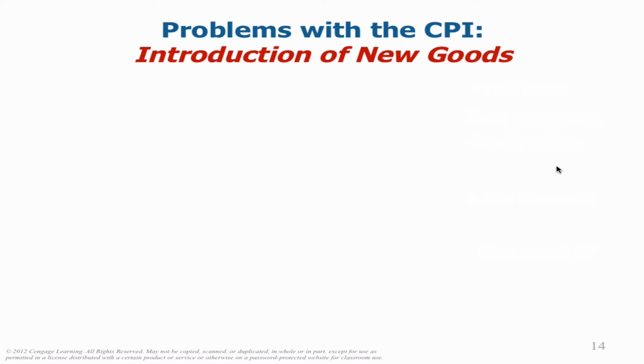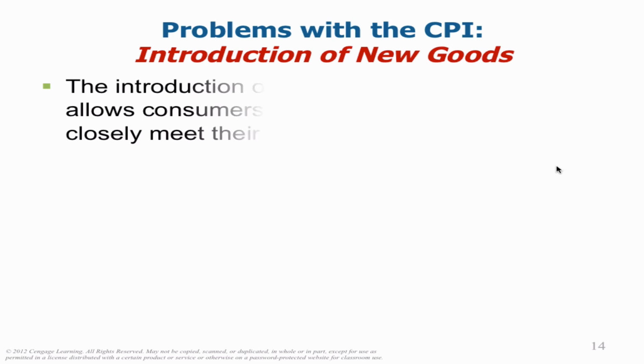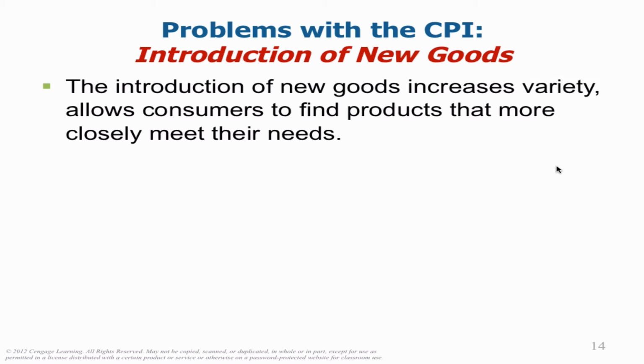Okay, another problem. The introduction of new goods. What do you suppose is the problem here? Because the basket is fixed, when new goods come on the market, they aren't included there. So if you've been to Europe, you already knew about Nutella. But Nutella has just become a thing in the United States fairly recently, in the past year or two, right? Nutella?